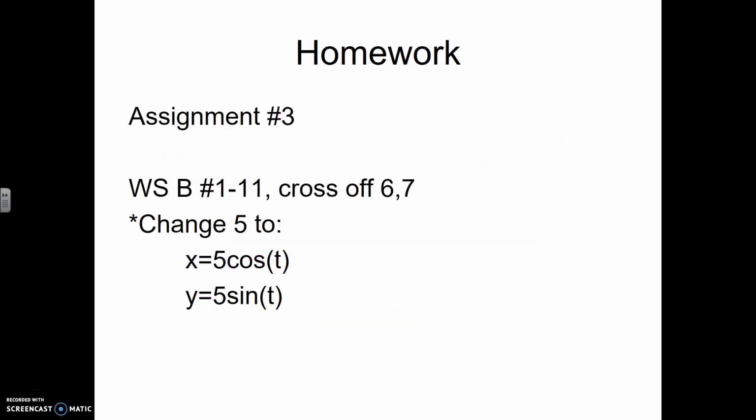Okay, so now that you've seen an example, you've seen everything from parametrics with these two videos. You are ready for all of assignment number 3. It's worksheet B in your packet, numbers 1 through 11. Remember, on the last video I said to cross off 6 and 7. I also told you that in class. And I also want to make sure you change number 5, make it simpler, like the one we did in the last video: x equals 5 cosine t and y equals 5 sine t. So you're doing 1 through 5 with this change, and then 8 through 11.